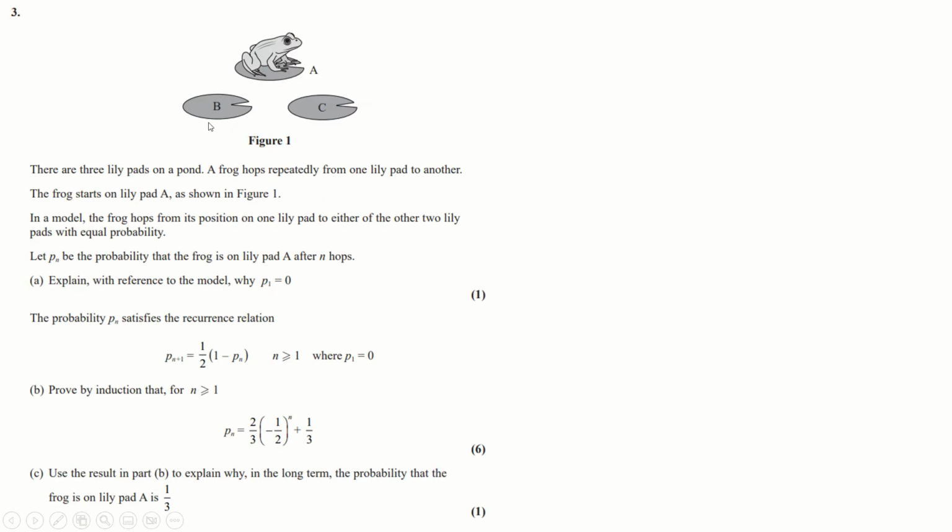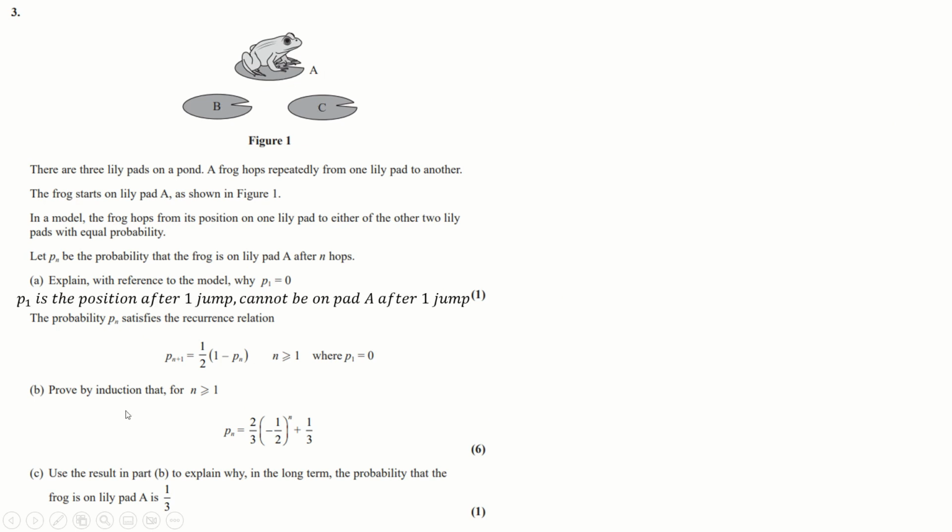So this frog is jumping from pad to pad here. Explain why P1 is 0. So the probability that you're on A after one jump is 0. Well, if you're on A to start with, after one jump you're either here or here. You can't not jump. So just say something to that effect.